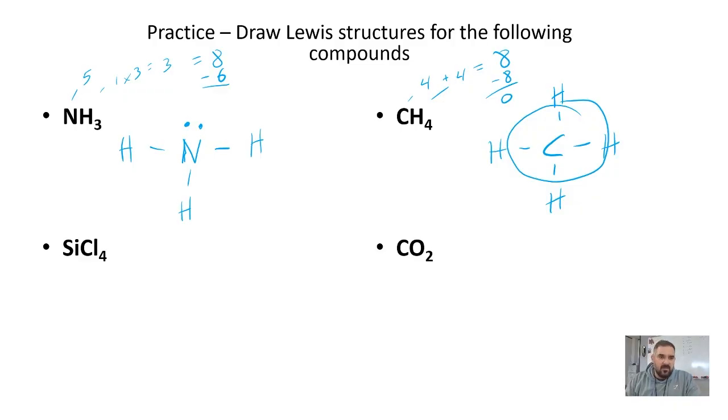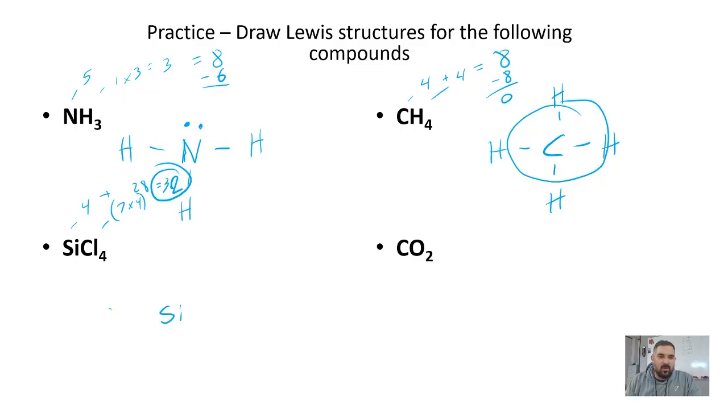All right, so the next one, silicon has a total of 4 valence electrons. Chlorine has 7 times 4, which is 28, plus 4, which puts us at 32 valence electrons. Our central atom is going to be silicon. That's the least electronegative. And by least electronegative, we just mean it's the farthest away from fluorine. And because covalent is always nonmetals, the farthest from fluorine would be silicon or carbon.